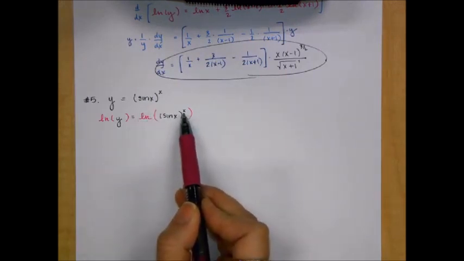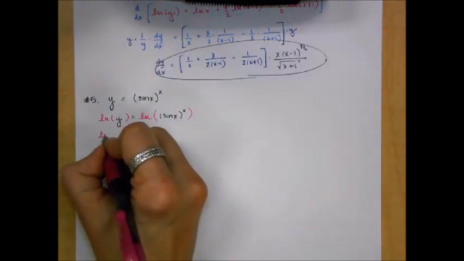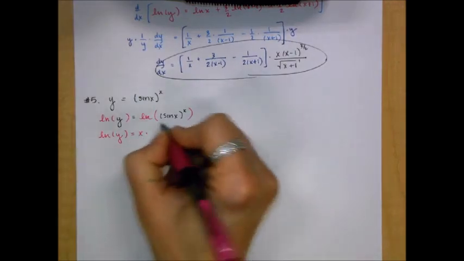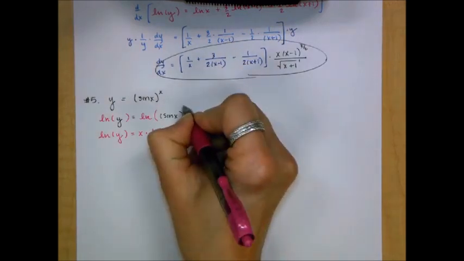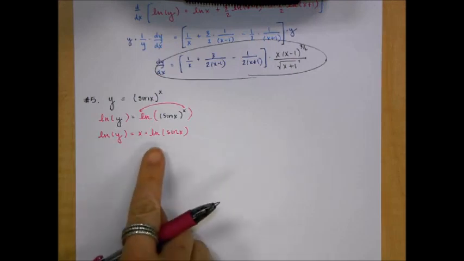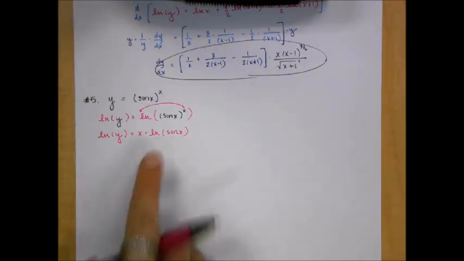We have the natural log of y is equal to x times the natural log of sine x. So we just brought this x in front. That's going to allow us to use the product rule here to take our derivative. So before we didn't have a way to take the derivative. By introducing a log, I can now use the product rule on the right.